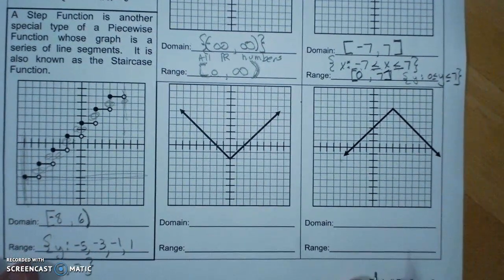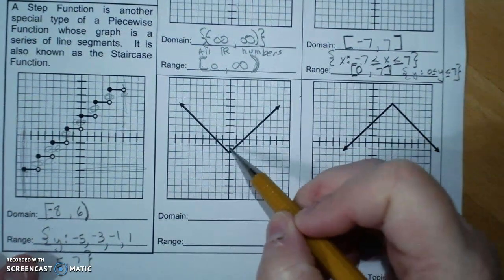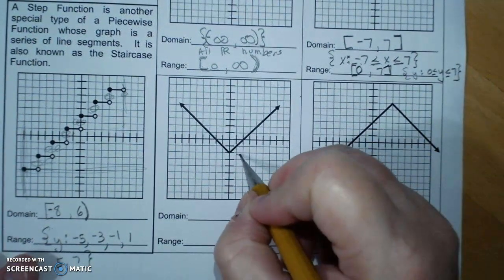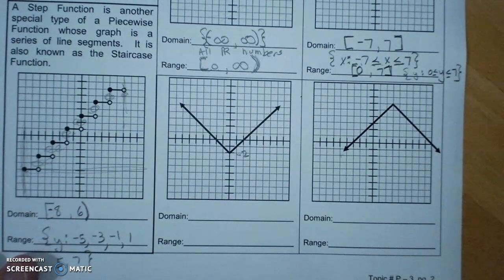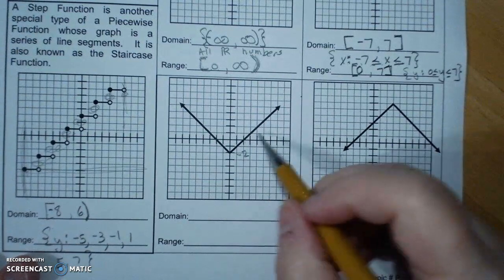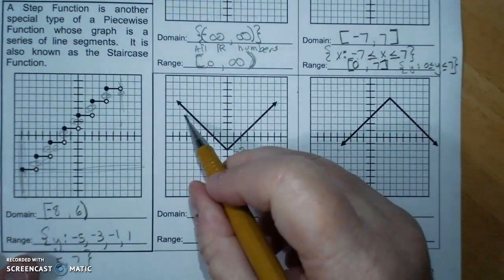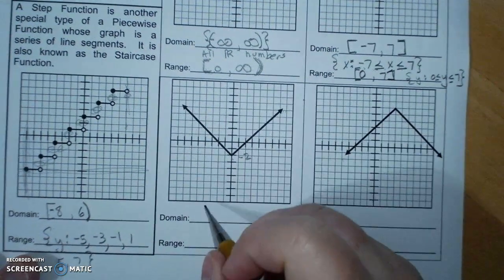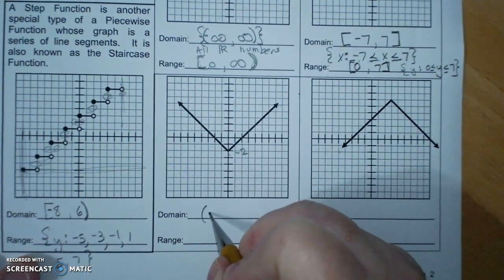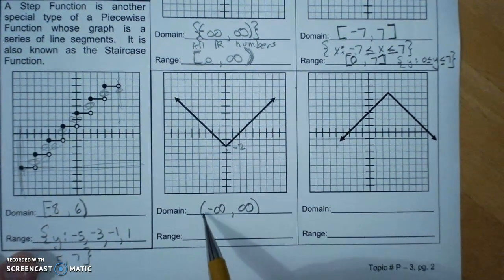Here we go. So you know that this is the parent function moved down 2, and that's at -2. So I tend to do arrows means it goes on and on. So the domain means on and on. So I'm going to negative infinity and positive infinity. Infinity always just gets parentheses, not brackets.